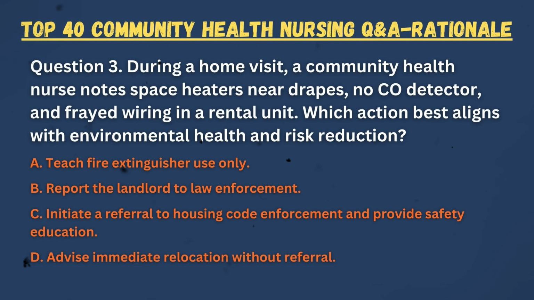Question 3. During a home visit, a community health nurse notes space heaters near drapes, no CO detector, and frayed wiring in a rental unit. Which action best aligns with environmental health and risk reduction? A. Teach fire extinguisher use only. B. Report the landlord to law enforcement. C. Initiate a referral to housing code enforcement and provide safety education. D. Advise immediate relocation without referral.